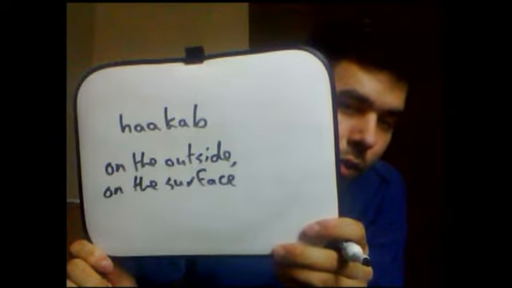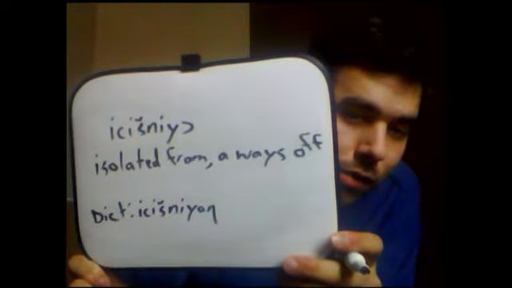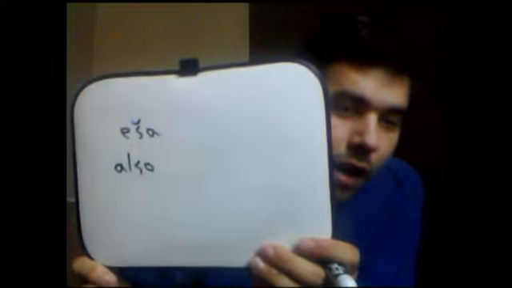Ha'akab, on the outside or on the surface. Ichishniya, isolated from or a ways off. Ayuco, well done. And esha, also. So basically, you can probably think of these as something that doesn't need to be stated in order for your sentence to work, but can be added in those three places that I told you.